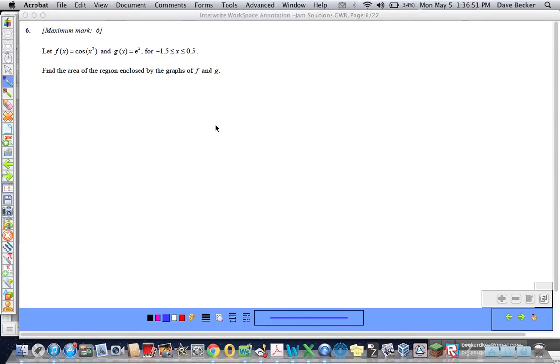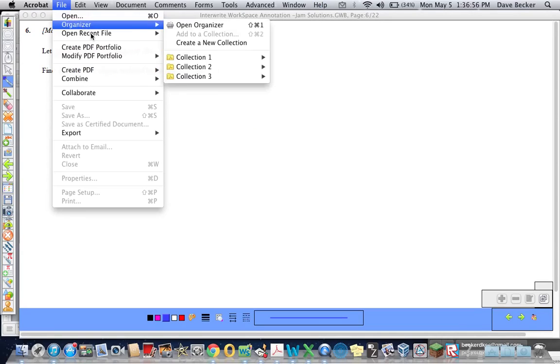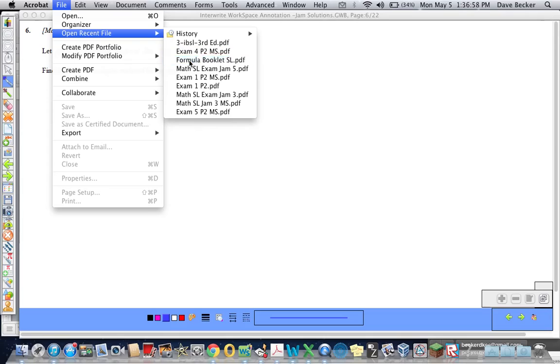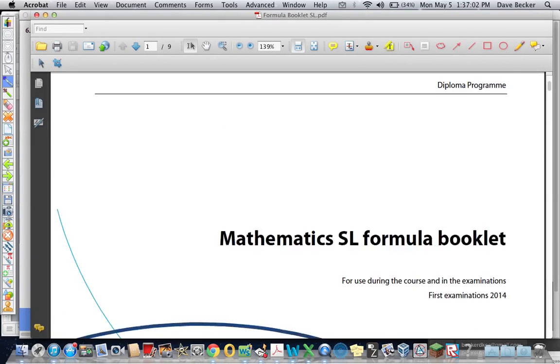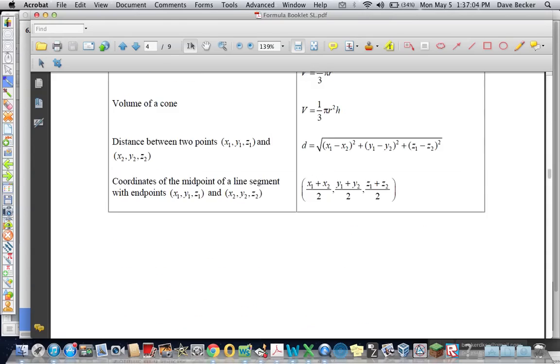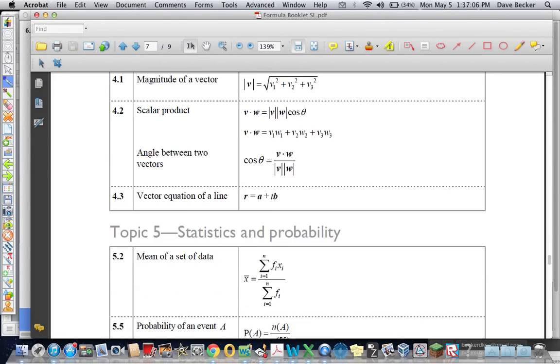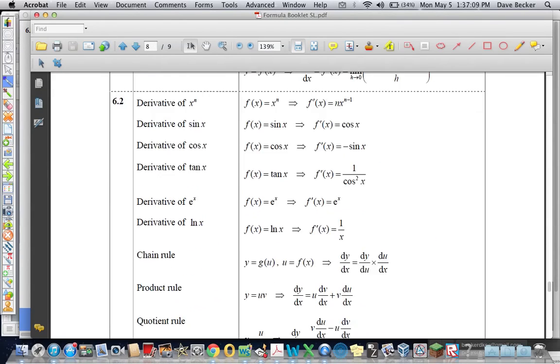So let's take a look at our formula sheet. File, open recent, formula booklet. Just to make sure, if we forget, when we're finding the area between two curves, we take, where is it?